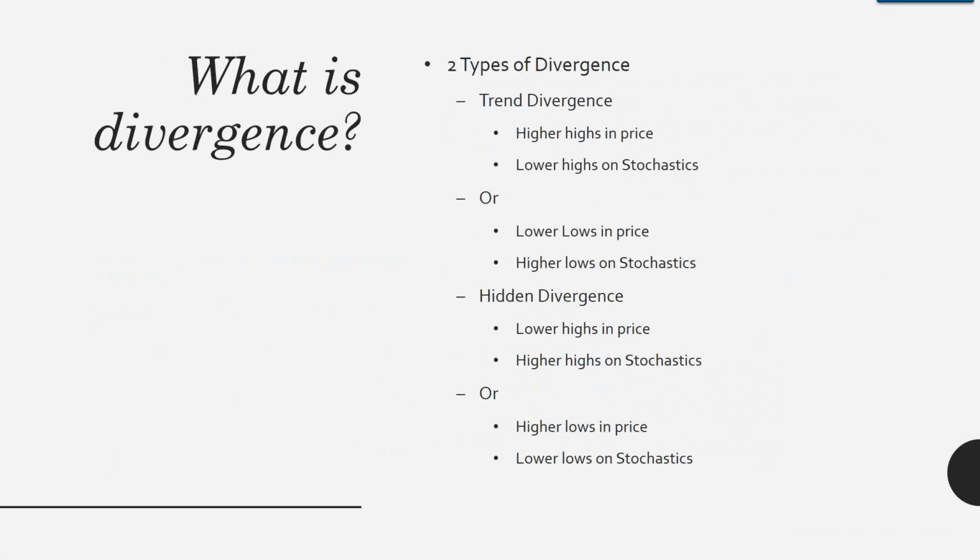Hidden divergence is a little bit harder for people to see because on hidden divergence, you're actually making lower highs in price, but your oscillator will be making higher highs. Or you could be making higher lows in price and lower lows on your oscillator. Now, I like the stochastics, so all of my examples will be using the stochastics.